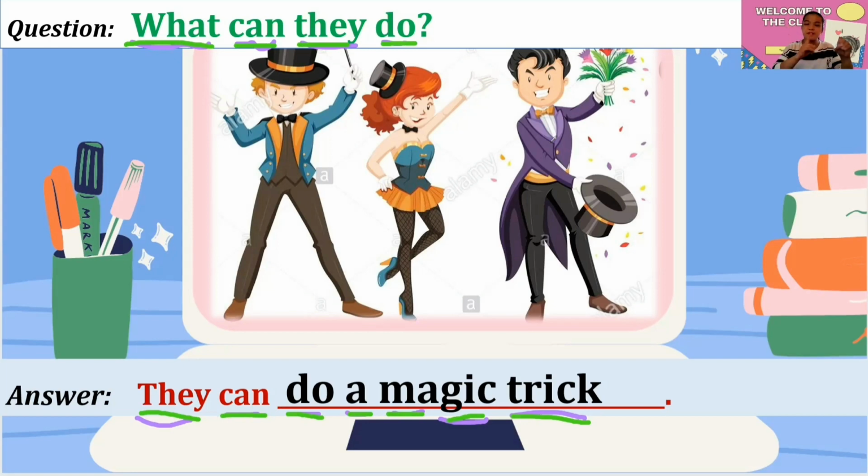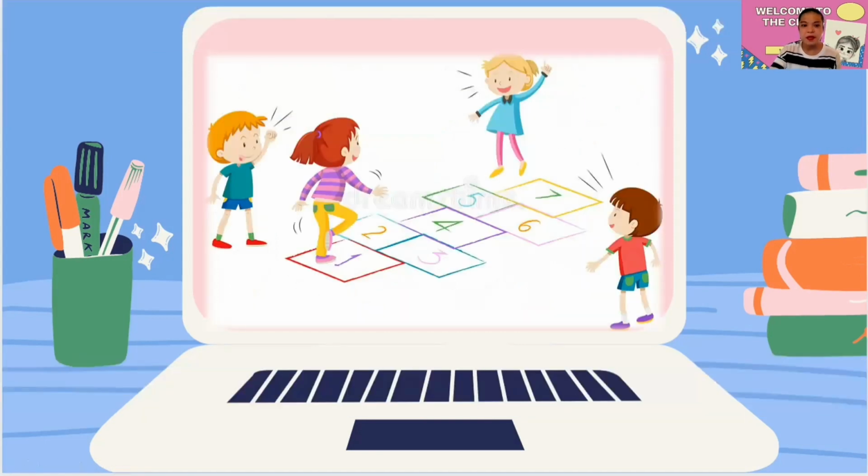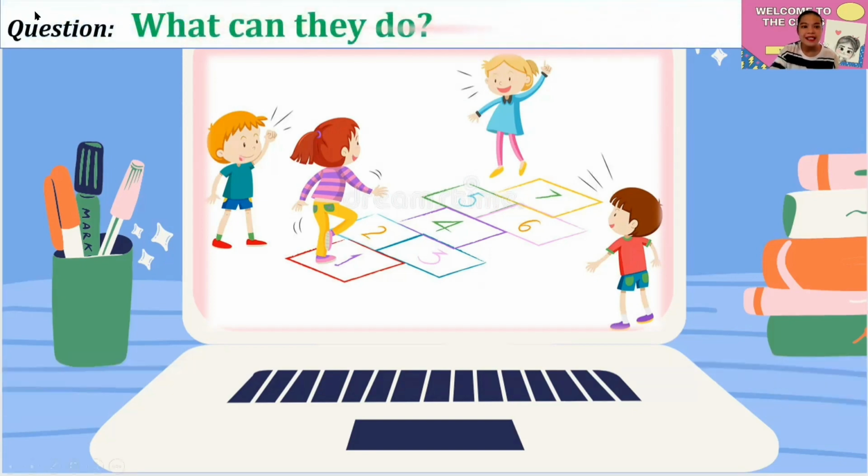Very good. So now let's proceed with our next picture. So our next picture is this one. Did you still remember this kind of game? Well, let me ask you first. How many kids do you see? Let's count them. 1, 2, 3, 4. So how many kids do you see? Okay, there are 4 kids. 2 girls and 2 boys. So 4 of them. Now, the question will be, what can they do?